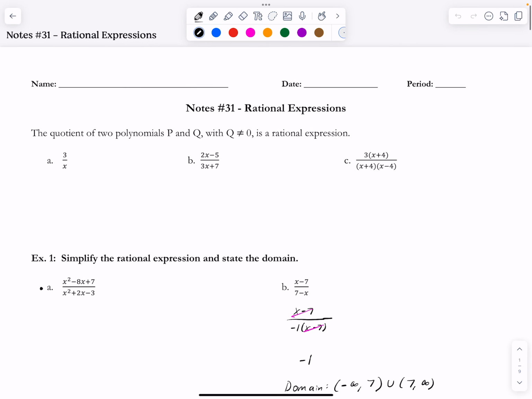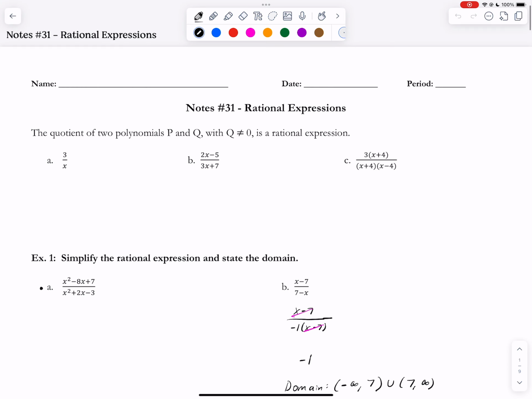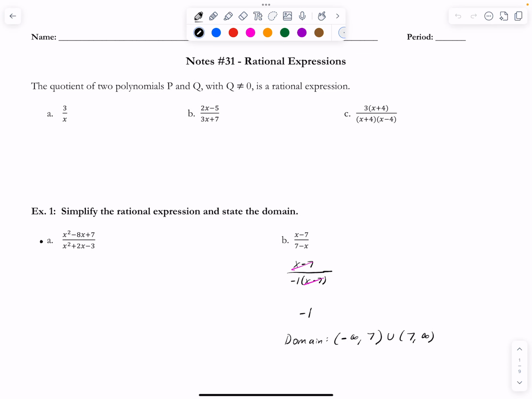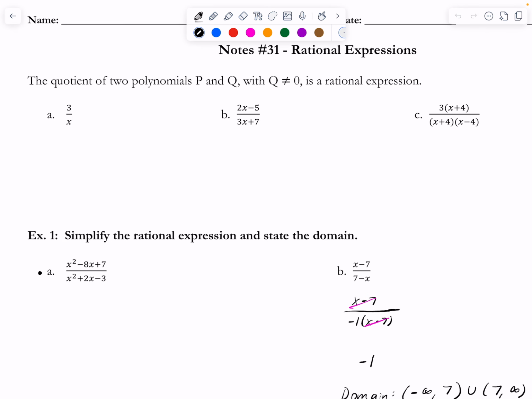All right, in this lesson, we're going to go over how to simplify rational expressions. The way that we're going to be doing this is first, I want to go over kind of what a rational expression is. If you take a look at these first three, A, B, and C, you can notice that they all are fractions, and we have two polynomials, one on the top, one on the bottom.